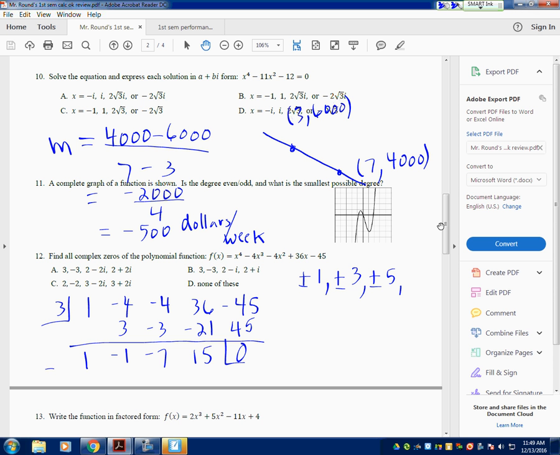Just go like this. Bring down the 1. That's negative 3, negative 4. That's positive 12. That's 5. Negative 15. And that is 0. And so 3 and negative 3 are my 2 rational roots. We see that by synthetic division. I'm left with the following quadratic: x squared minus 4x plus 5 equals 0.